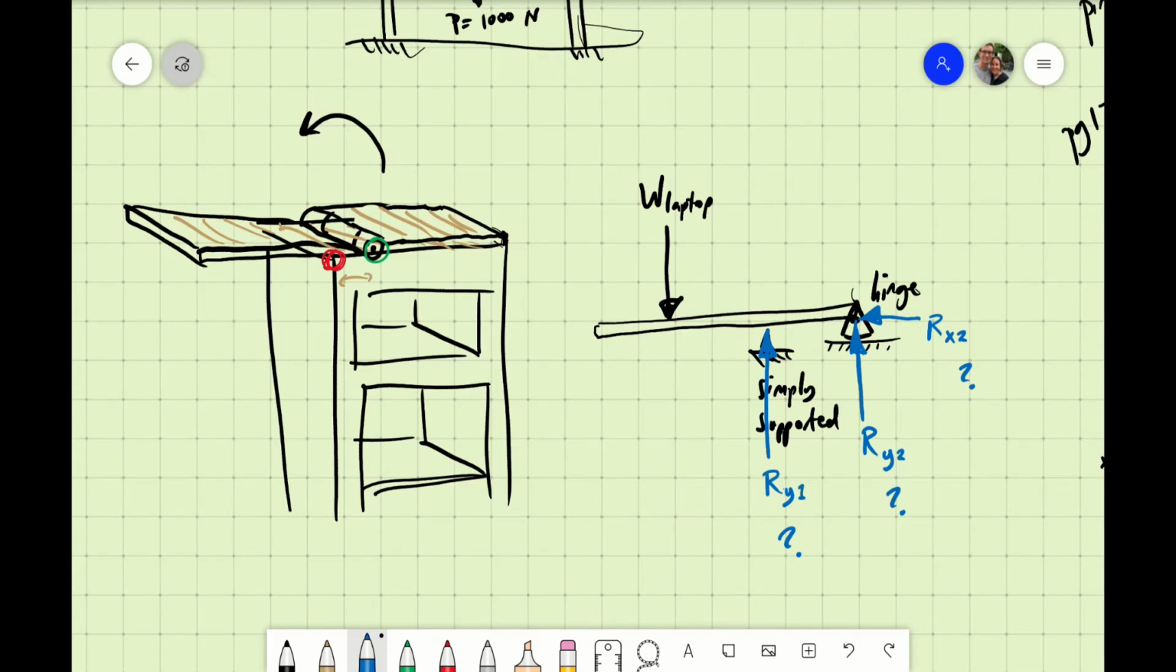What are the internal stresses? How thick do we need to model this piece of wood as, so that it won't break if someone leans on it? Okay, it all comes down to those reaction forces. All right, we're going to leave it there.